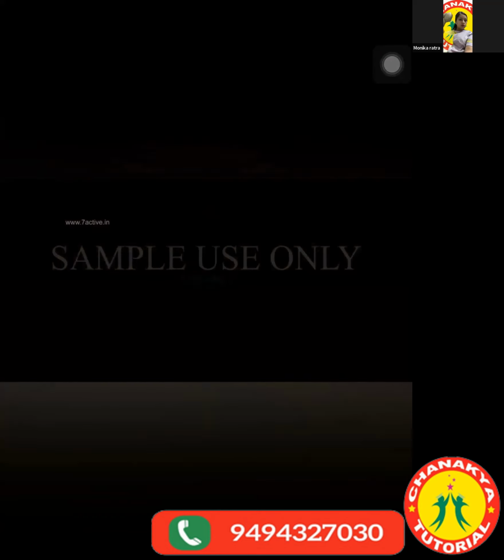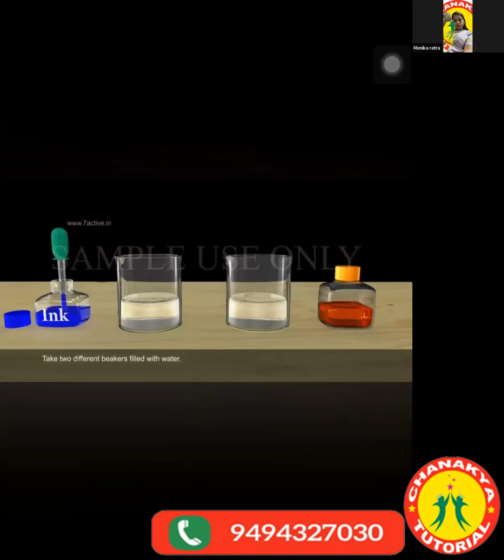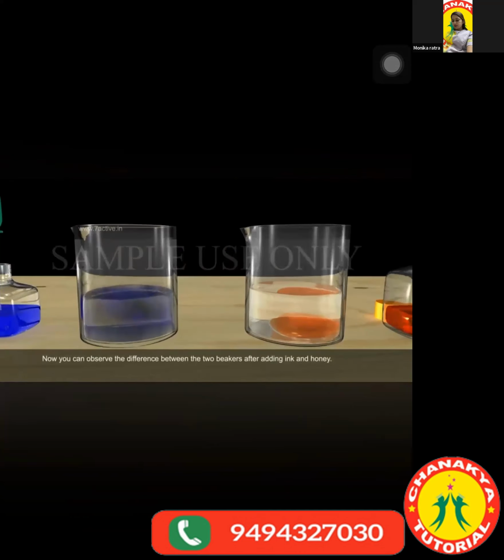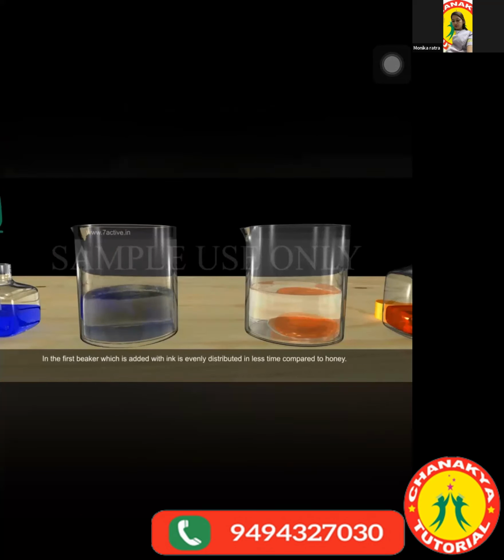Activity 2. Take 2 different beakers filled with water. Add a drop of blue or red ink along the sides of the first beaker. Add a drop of honey to the second beaker. Leave them undisturbed. Now you can observe the difference between the 2 beakers after adding ink and honey. In the first beaker, the ink is evenly distributed in less time compared to honey.